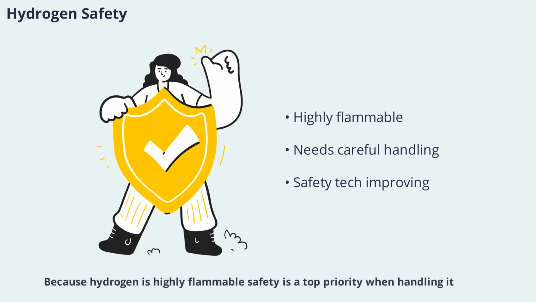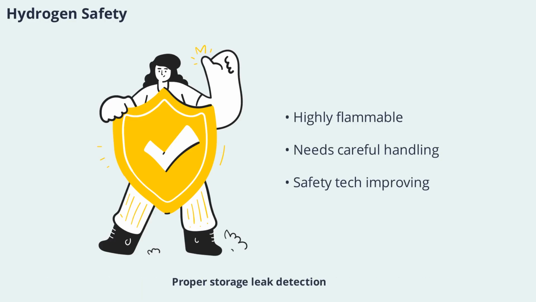Because hydrogen is highly flammable, safety is a top priority when handling it. Proper storage, leak detection, and ventilation are essential in labs and industry. Advances in technology are making hydrogen safer to use in energy and transportation.